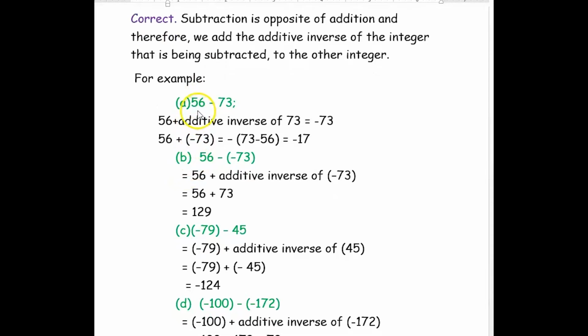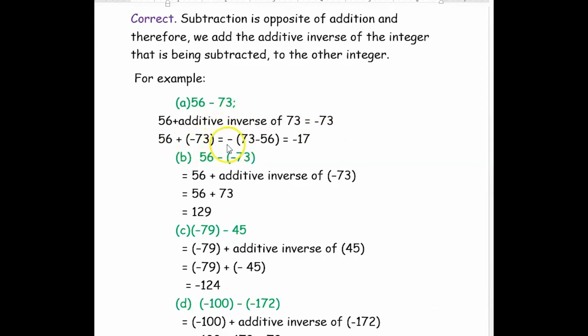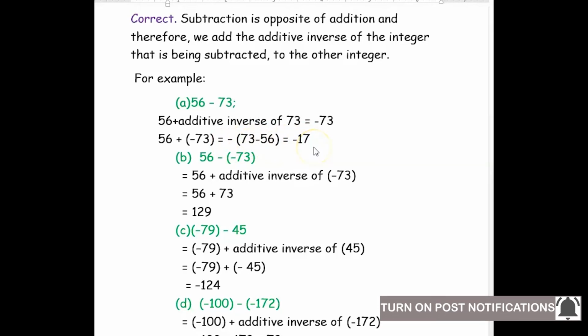Let's see the first example: 56 minus 73. Here both are positive integers. So 56 plus the additive inverse of 73. Here it is positive 73, so the additive inverse of positive 73 is, as we have learnt in our previous example, negative 73. So 56 plus negative 73 is the negative of 73 minus 56. So it will be negative 17.